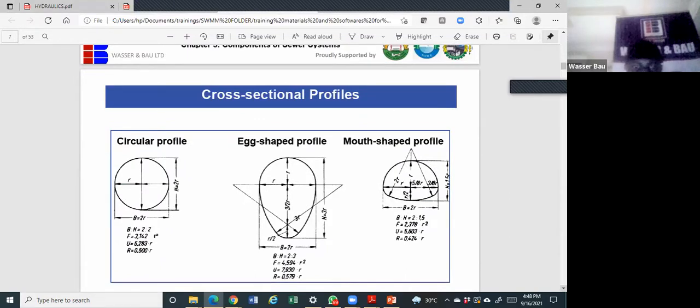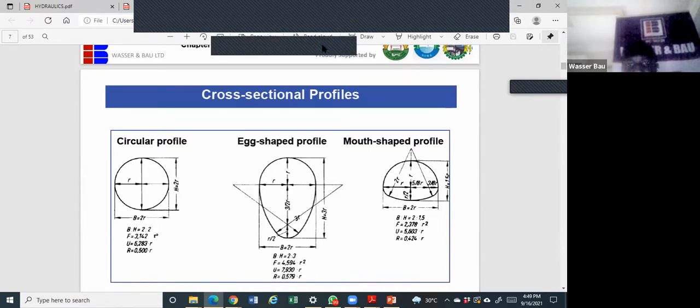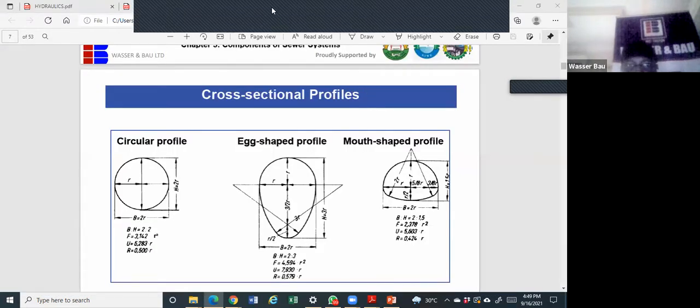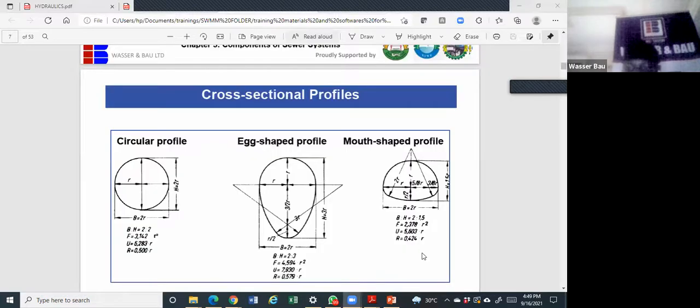Different cross-sections. The most common one we know is the circular profile, but there are other ones, some egg-shaped, and we have a mouth-shaped profile. I just wonder what that one means. Okay.